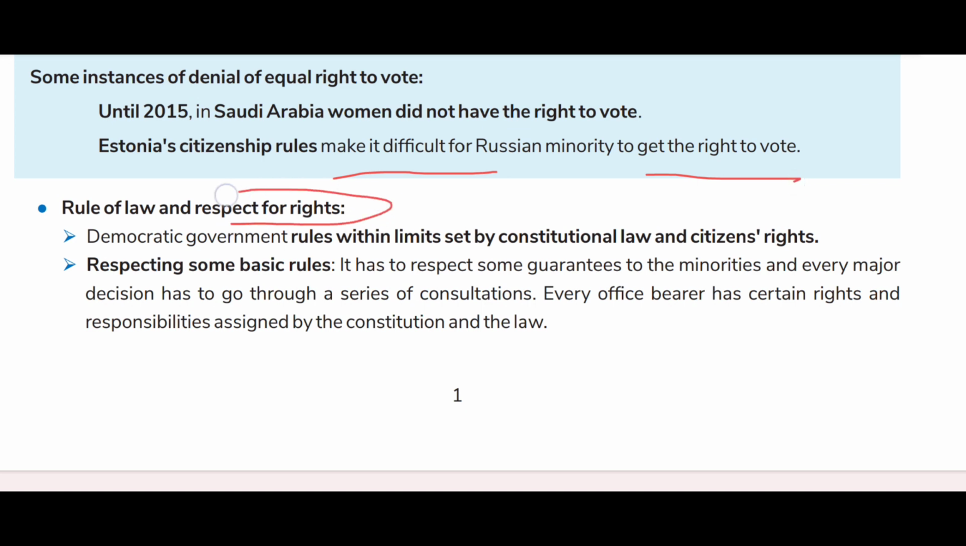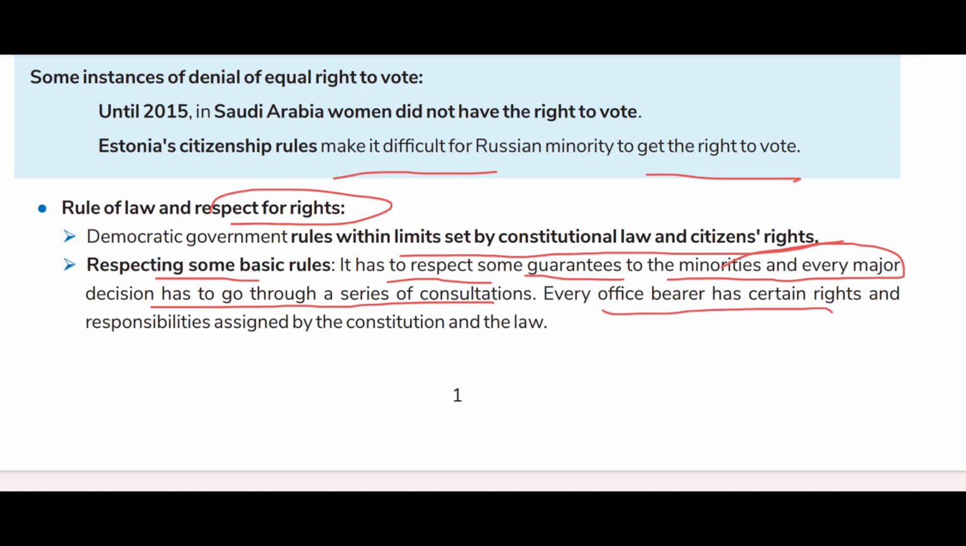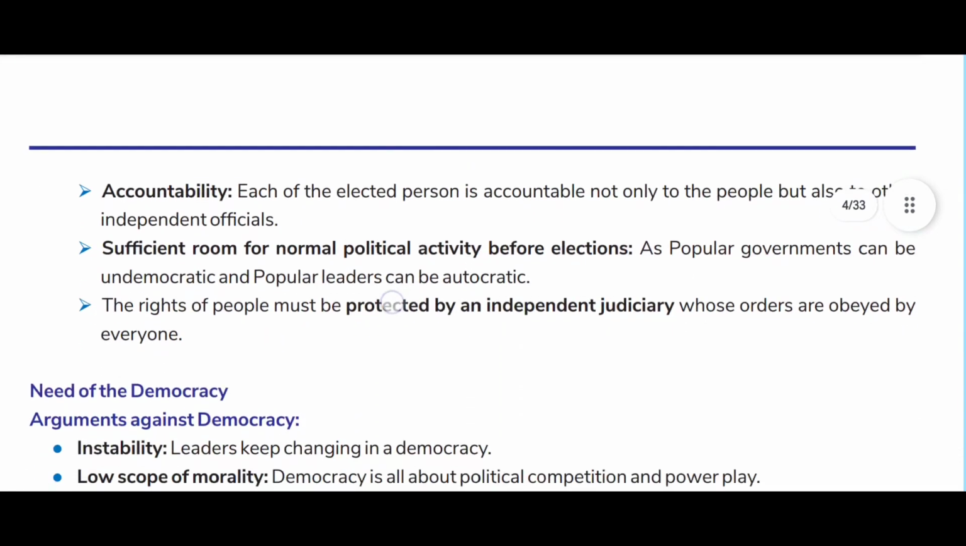Rule of law and respect for rights. A democratic government rules within limits set by constitutional law and citizens' rights. It has to respect some basic rules. It has to respect some guarantees to the minorities and every major decision has to go through a series of consultations. Every office bearer has certain rights and responsibilities assigned by the constitution and the law.